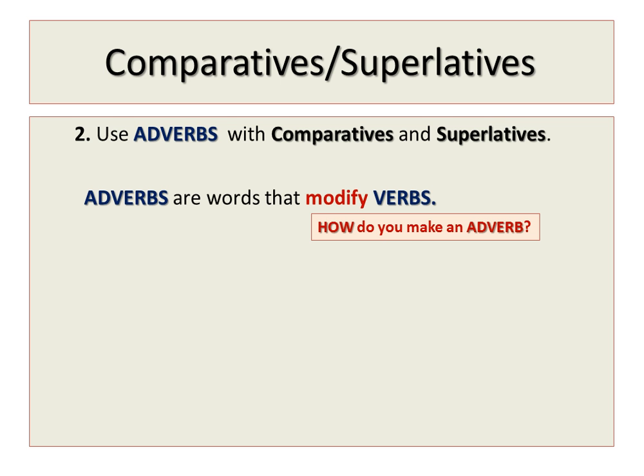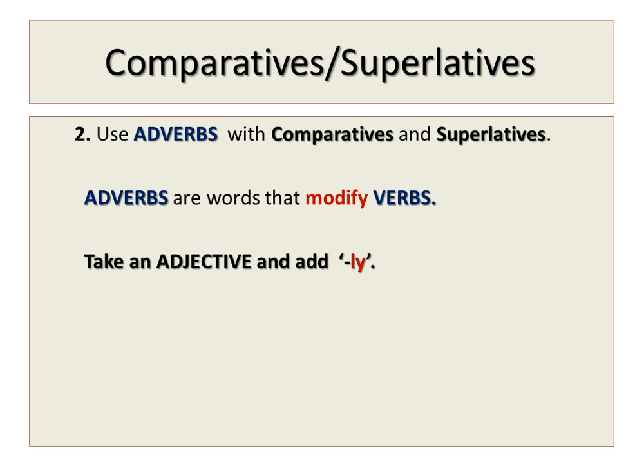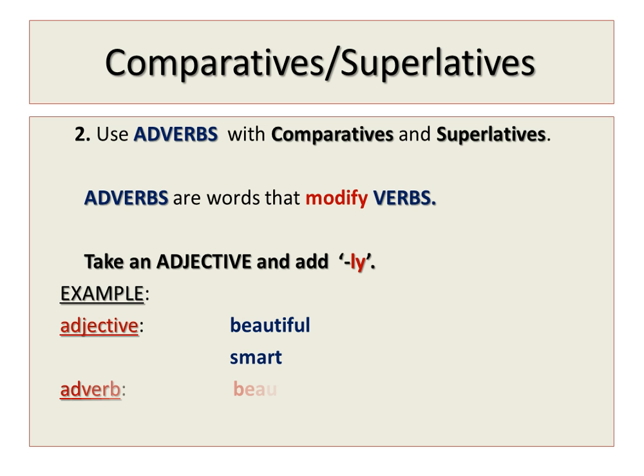Well, how do we make adverbs in English? If you know how to make an adjective, then here's what you do. You will take an adjective and you will add the ending ly. Let's take a look at some examples. We have the adjective beautiful and we have the adjective smart. If we want to change these into adverbs, we could do it in English by adding ly, so beautifully and smartly. Now we have two adverbs that describe or modify verbs.